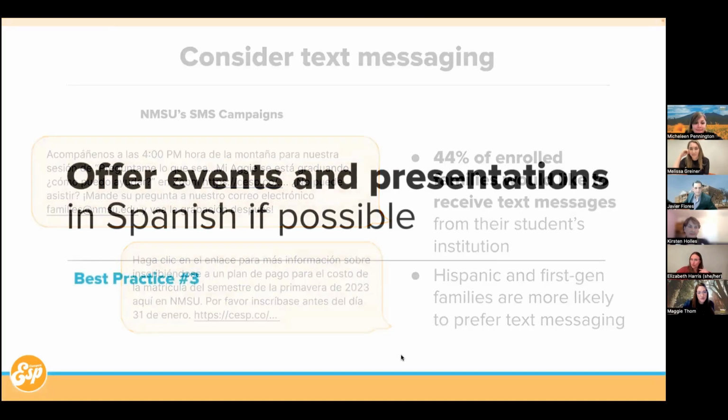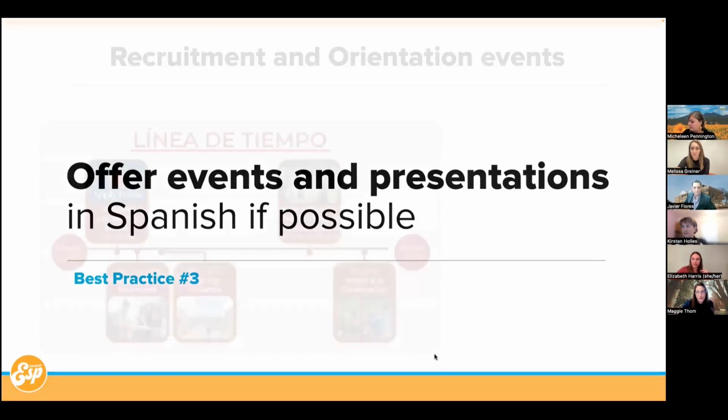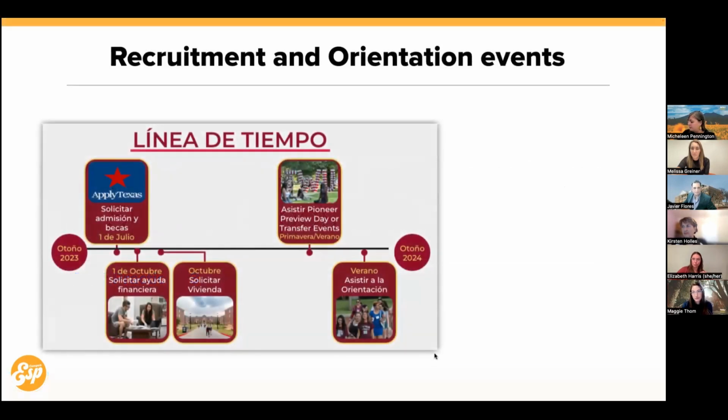All right, so the next best practice that we have uncovered is to offer events and presentations in Spanish if possible. We've already touched on some of these pieces. Everything is intertwined, but some of it will definitely rely on the ability to have access to translators or folks that can lead these types of events in Spanish, but our participants here have had some great experiences with providing access to some of these items.